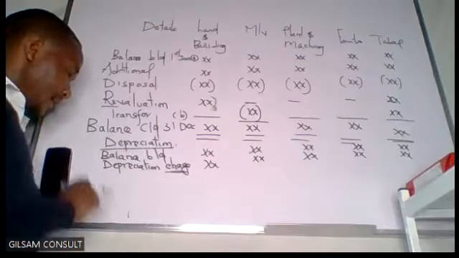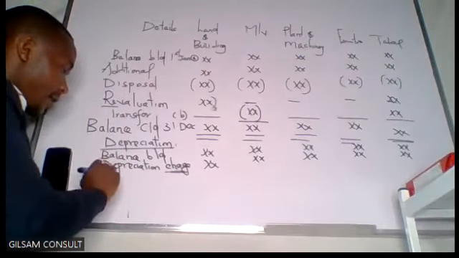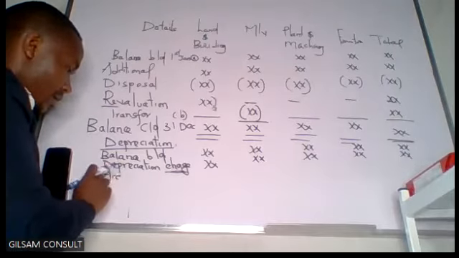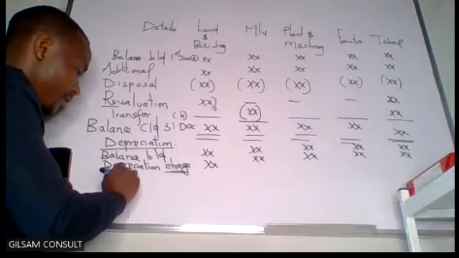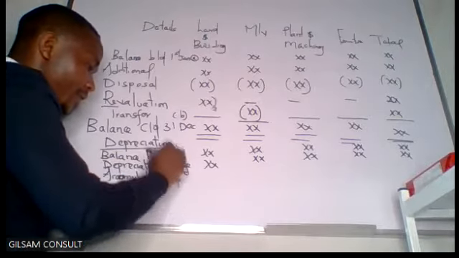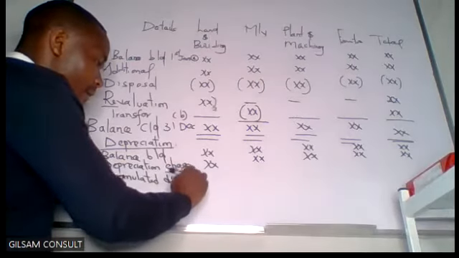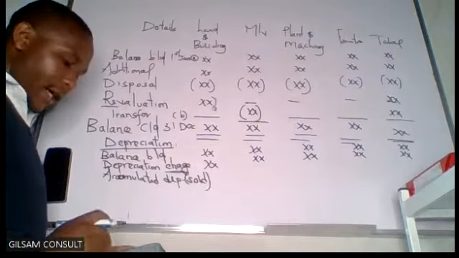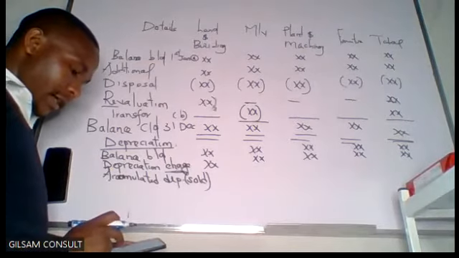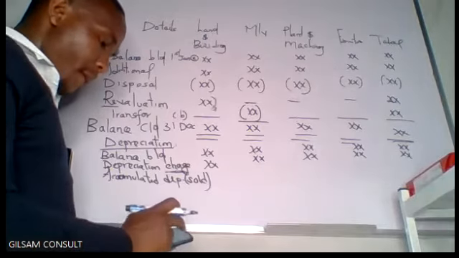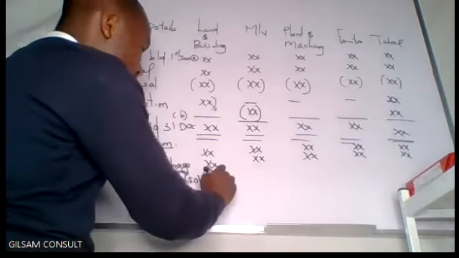Check depreciation charge, and then kuna accumulated depreciation for assets sold. Accumulated depreciation for assets sold. The one you've sold during the year, ndio tunaitoa hapo. Yes. Tunaiweka hapo.